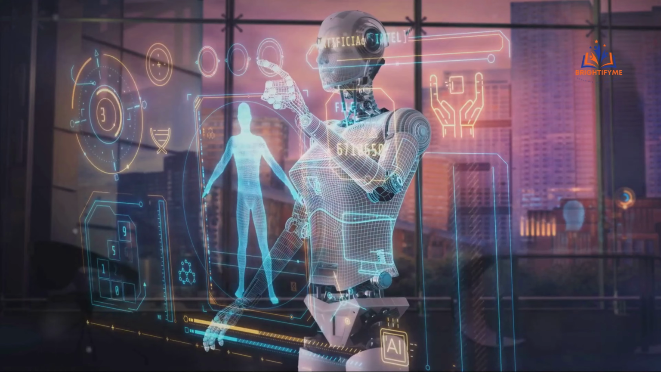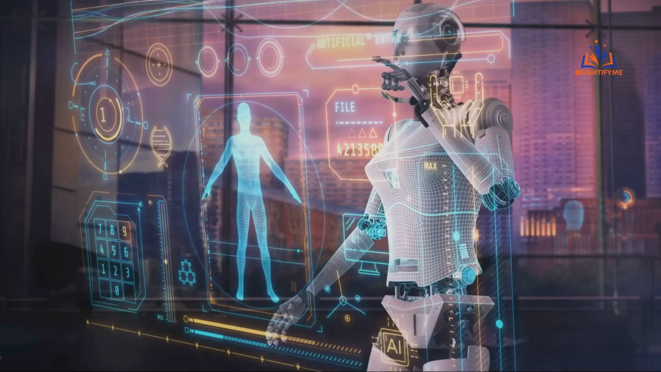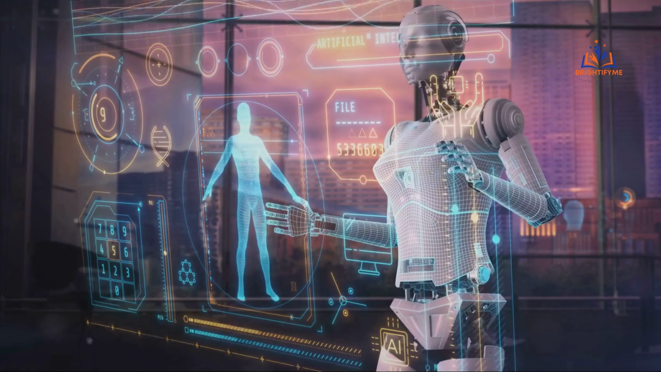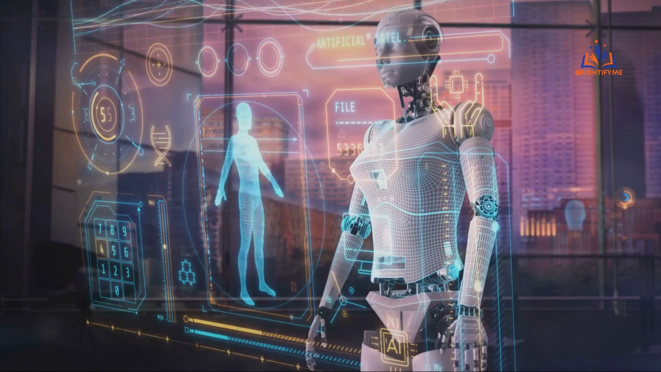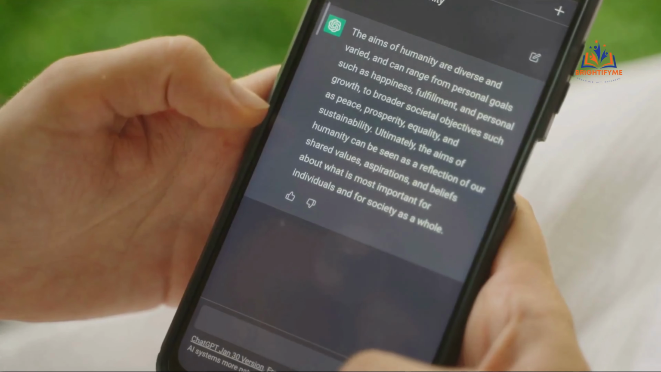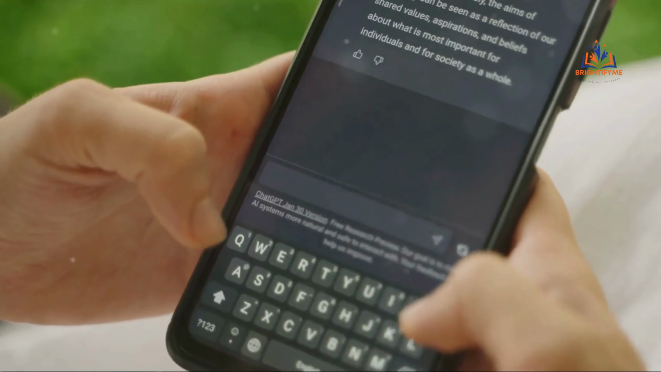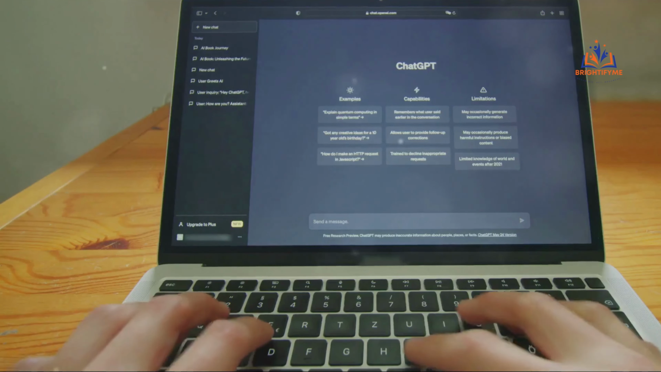What sets ChatGPT 4 apart from its predecessors is its ability to understand context and generate responses that are not only relevant but also remarkably human-like. It's like having a conversation with a well-read, witty, and eloquent individual. This is achieved through a method called transformer neural networks, which allows the AI to consider the entire context of a conversation when generating a response.